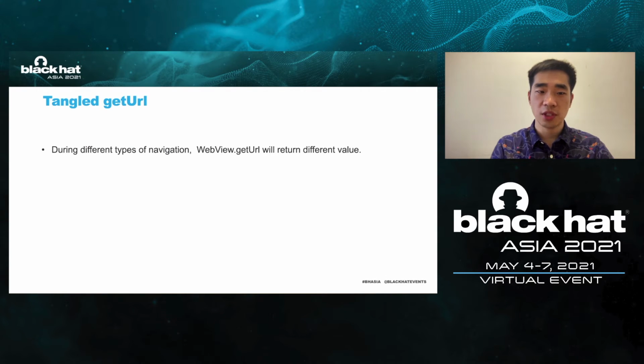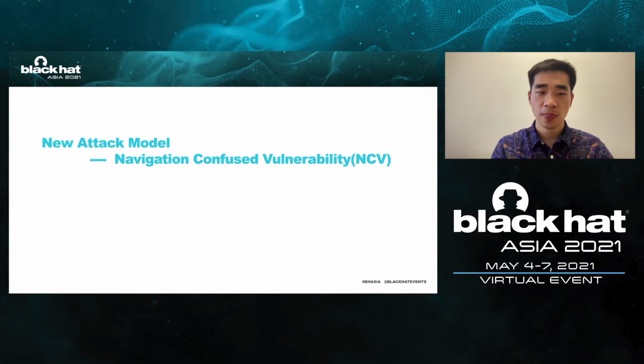It seems interesting. During different types of navigation, WebView.getUrl will return different values. And there our attack occurs. This new attack is called the navigation confusion vulnerability.